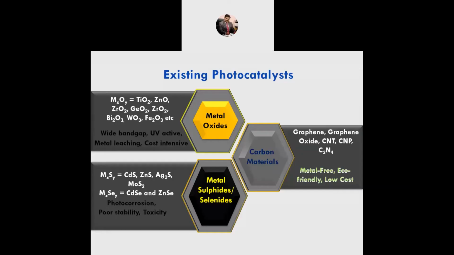Semiconductor that is a carbon based material, the graphene or graphite, then the graphene oxide, the carbon nanotube, or C3N4. These are metal free, eco friendly, and low cost materials. Here in our talk, we'll be using some materials that are metal oxide based and carbon based, and we try to modify the properties of these different materials.